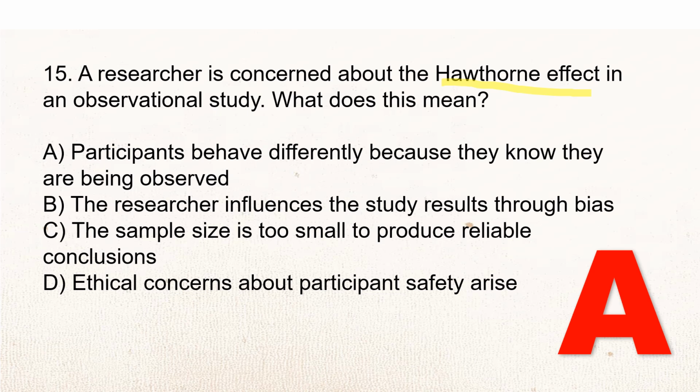Now for letter B, researcher bias is a separate issue from the Hawthorne effect. And for letter C, small sample sizes affect reliability but are unrelated to this effect. And for letter D, ethical concerns are important but are not what the Hawthorne effect describes. So letter A is the best answer.